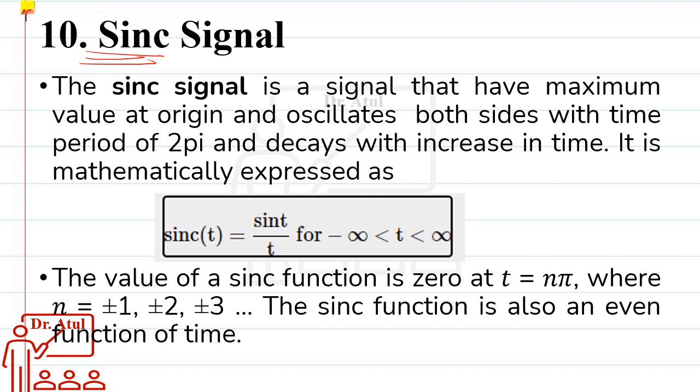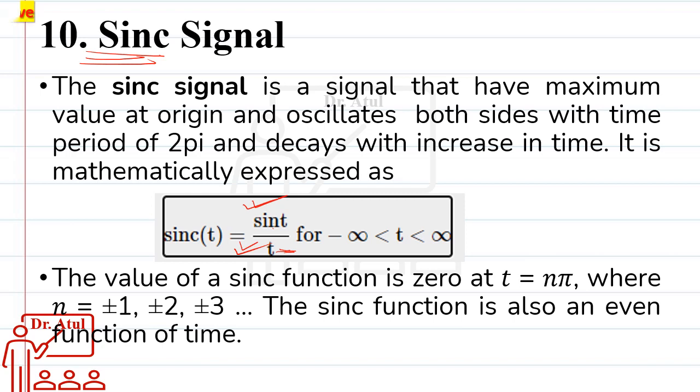Next one is sinc. Sinc is a signal that has its maximum value at the origin and oscillates on both sides. It is derived from the sine signal, and it is a decaying sine signal with respect to time. Since sine t is divided by t, it is reducing with dependency on time, so sine t is decaying with respect to time.